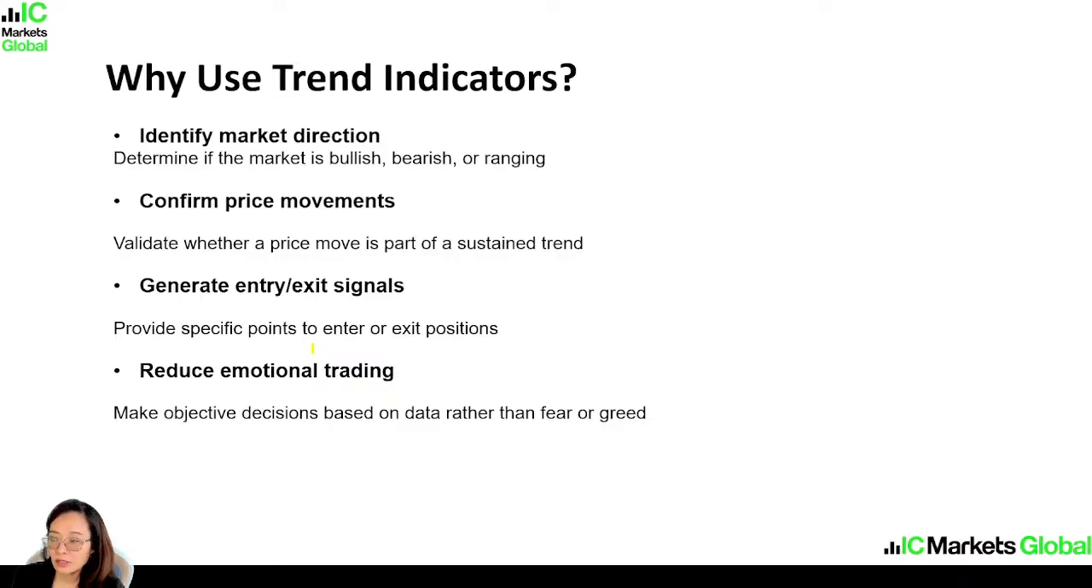And why do we use trend indicators? Basically, we use trend indicators to identify market direction, to determine if the market is bullish, bearish, or ranging, and to confirm price movement, which is to validate whether a price move is part of a sustained trend. It can also help you generate entry and exit signals. So it provides a specific point to enter or exit a position.